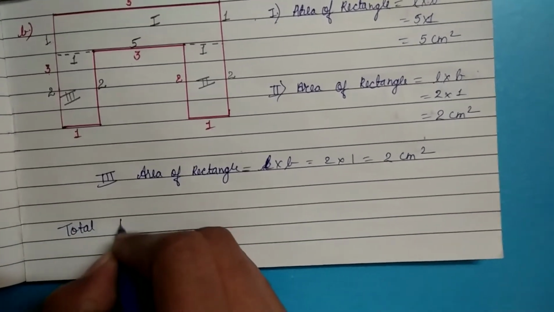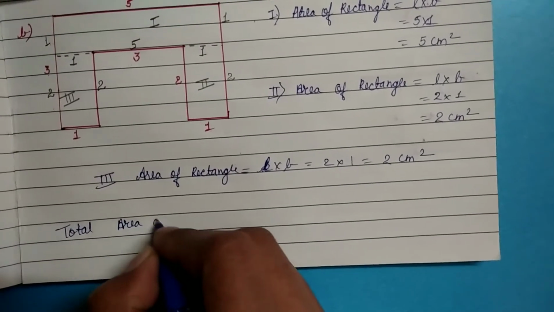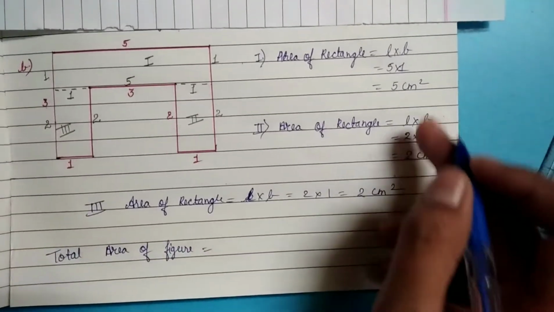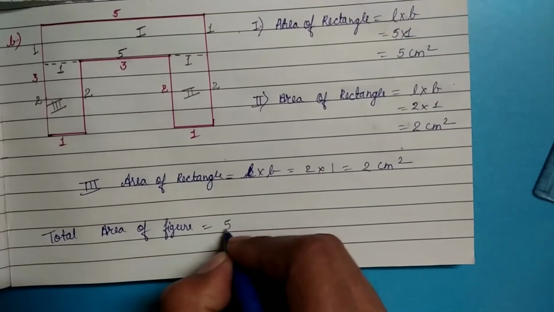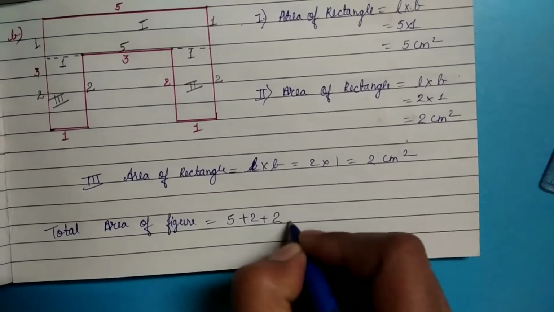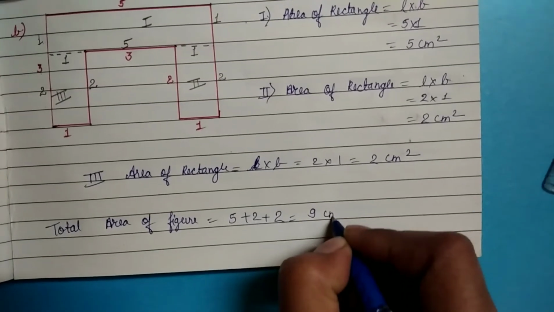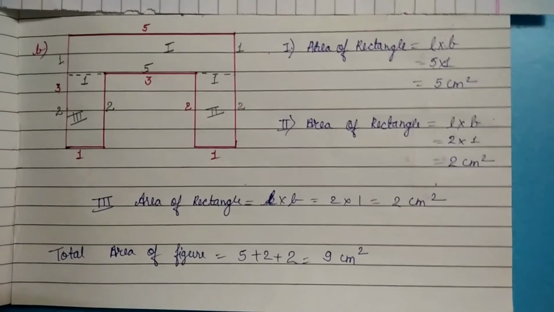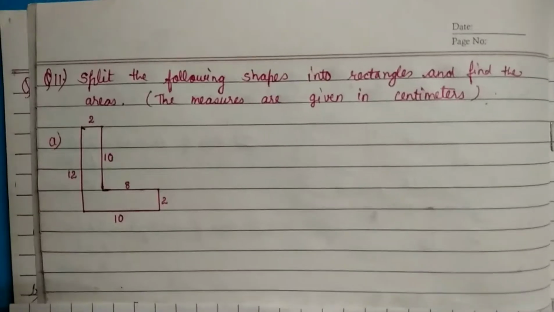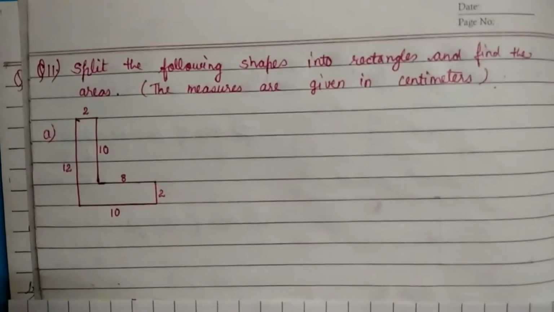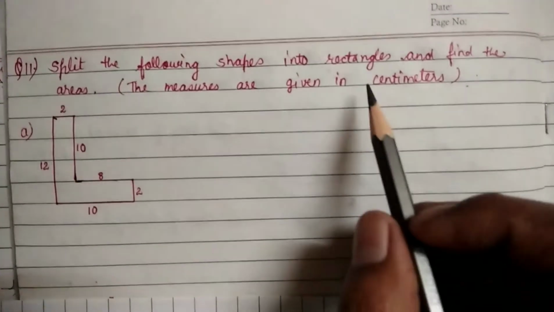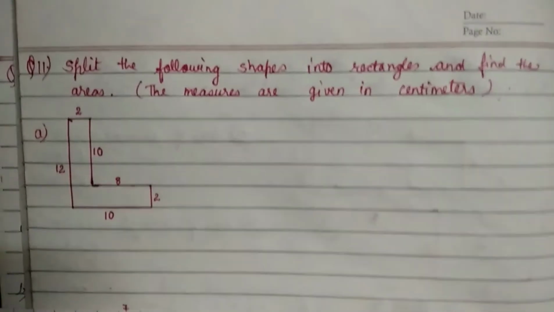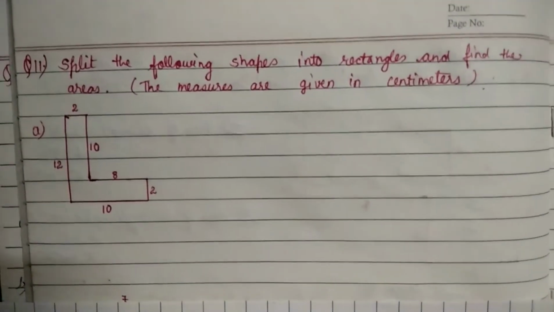So the total area of the given figure is 5 plus 2 plus 2. So what will it give us? It will give us 9 centimeter square as the total area of the figure. Now question number 11 is: split the following shapes into rectangles and find the areas. Same as the previous question, we have to do here.